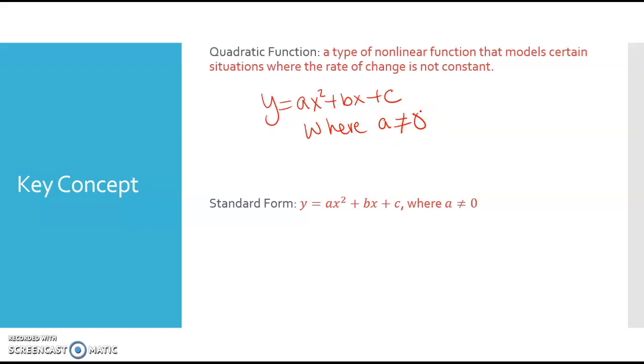The reason is if a equals 0, then we have no x squared, right? And that's what makes it a quadratic. If it was just bx plus c, then that would be a linear function. So we need that ax squared. Standard form is written right here: y equals ax squared plus bx plus c, again, where a does not equal 0.